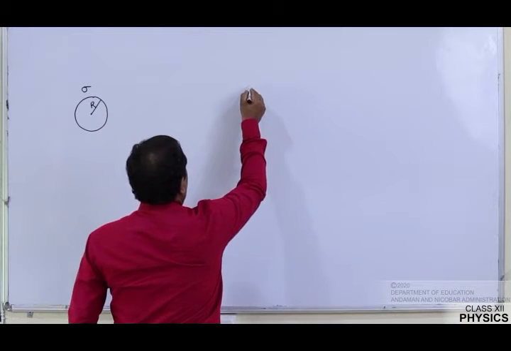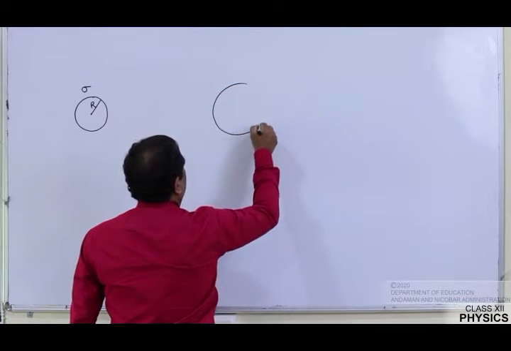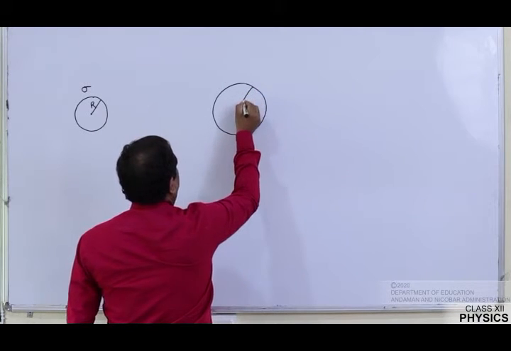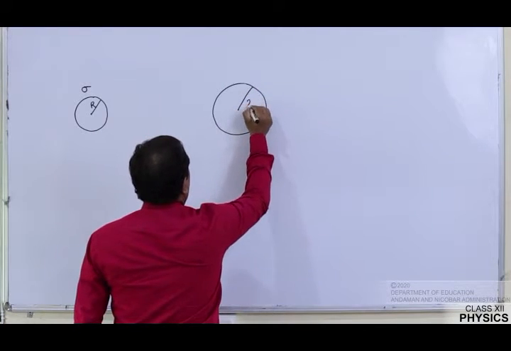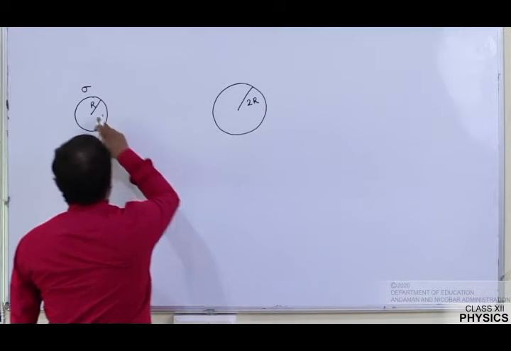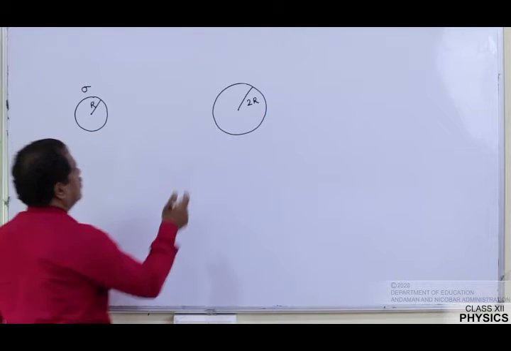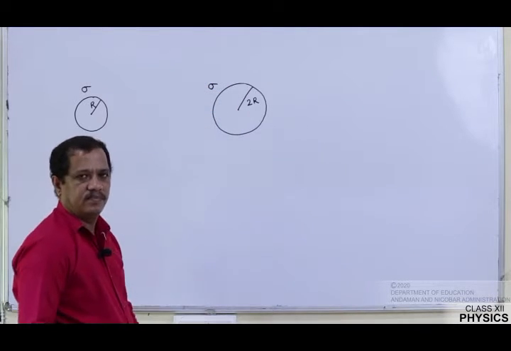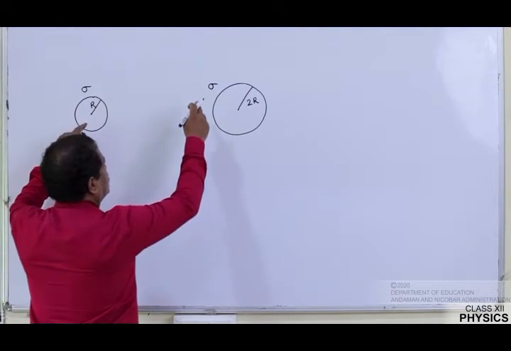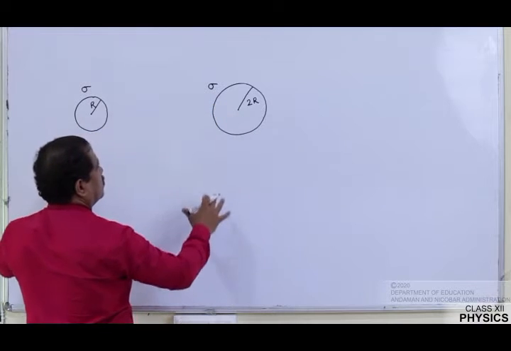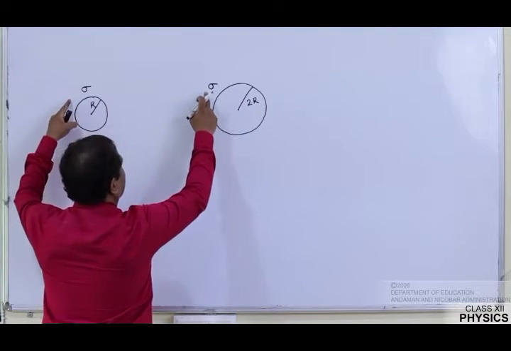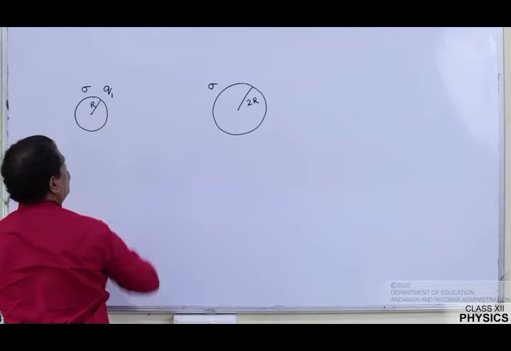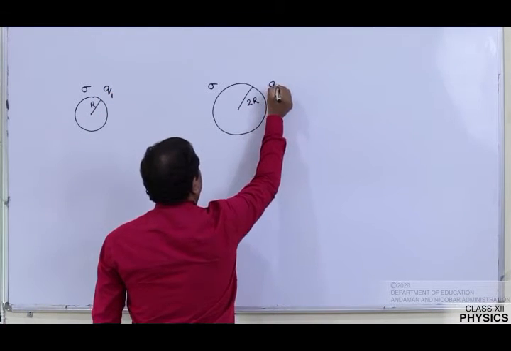One more sphere I have. This time the radius of this sphere is 2 times the radius of the smaller sphere, and this also has the same charge density sigma. Now, when the surface charge density of the two metallic spheres, both conductors, is the same, we shall assume that the charge here is q1 and the charge here is q2.